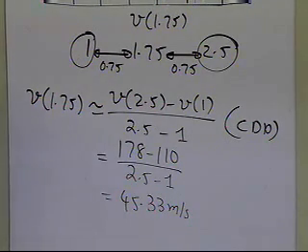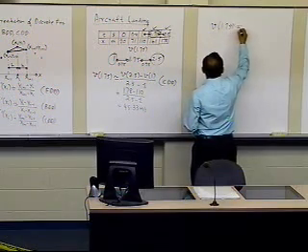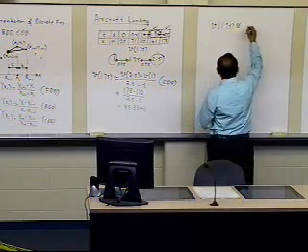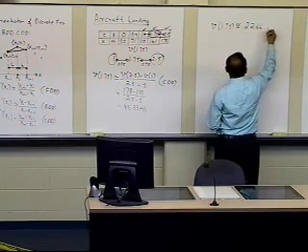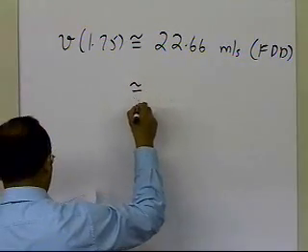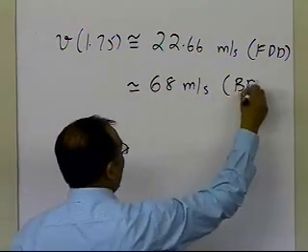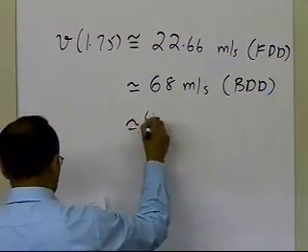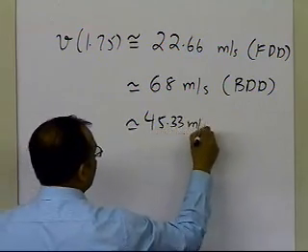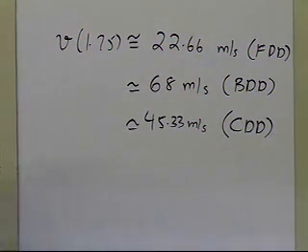So let me summarize these numbers now, which I obtained for the value of the velocity at 1.75. I obtained the value of the velocity to be approximately equal to 22.66 meters per second by using my forward divided difference scheme. I got approximately equal to 68 meters per second by using my backward divided difference scheme, and approximately equal to 45.33 meters per second by using the central divided difference scheme. So that's what I obtained there. And that's the end of this segment.